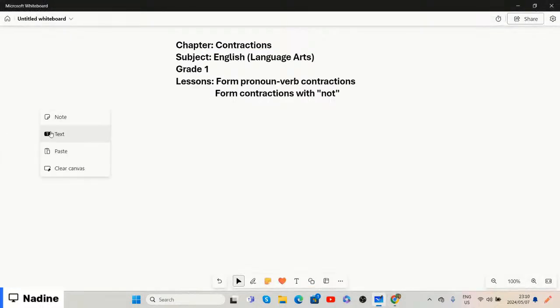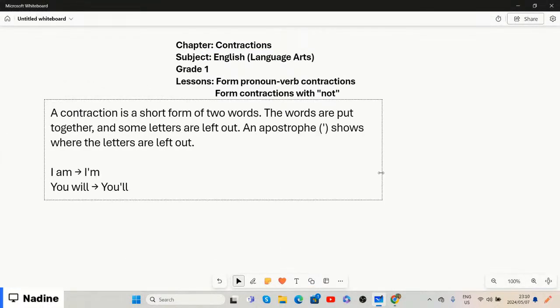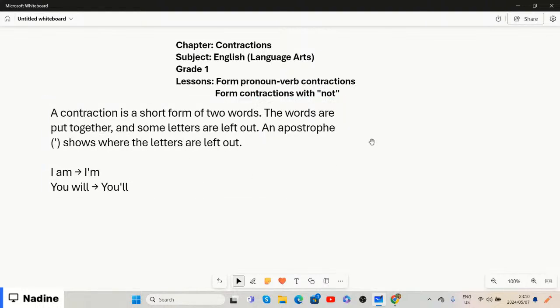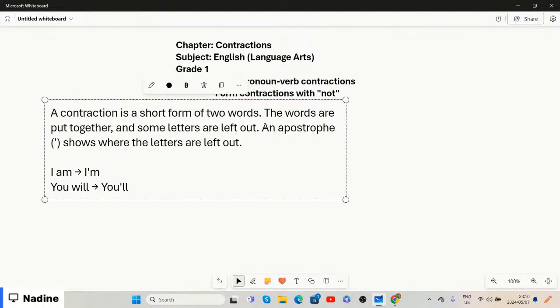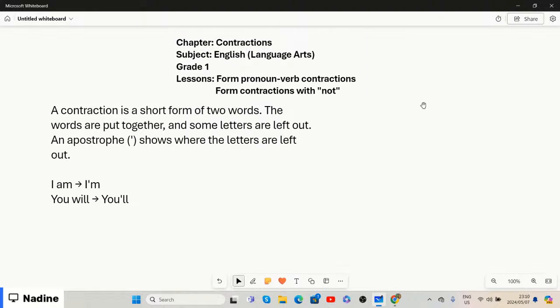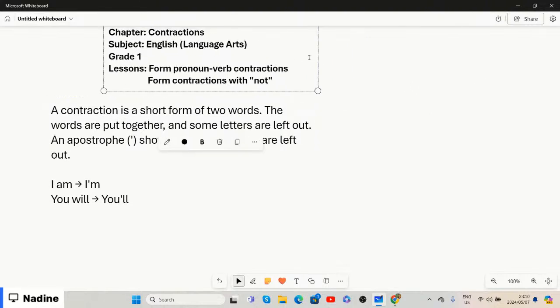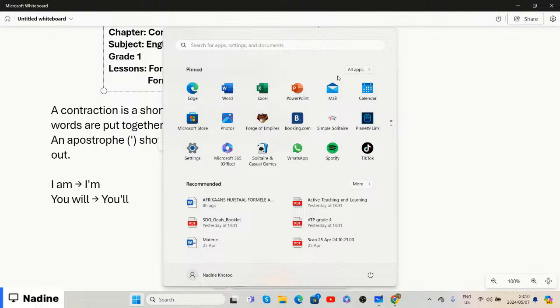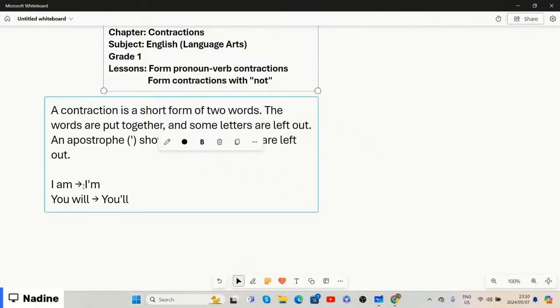For example, I am, right? So if you want to say I am 6 years old, right? So now we write, let me write this down. So we basically say I am 6 years old. So instead of saying I am 6 years old, you can say I'm 6 years old, right? Because the word I'm is the same as saying I am 6 years old.